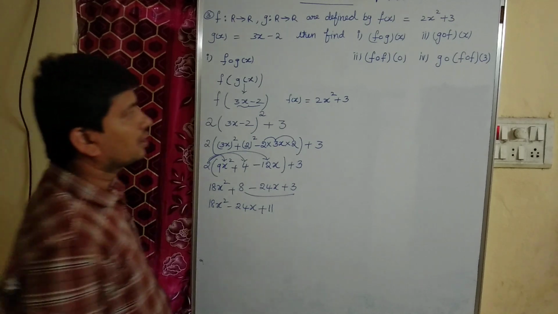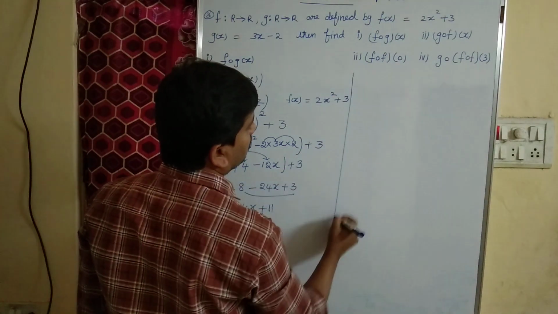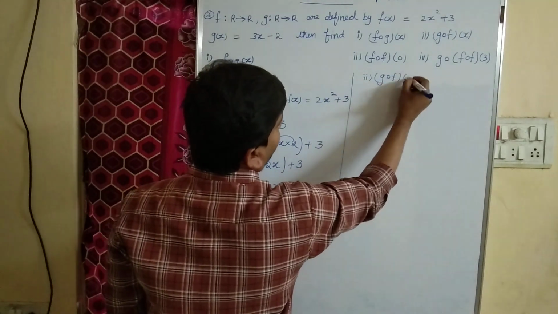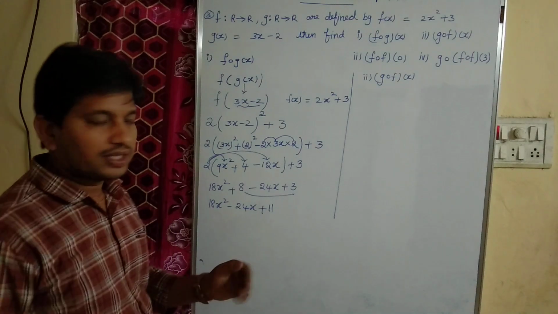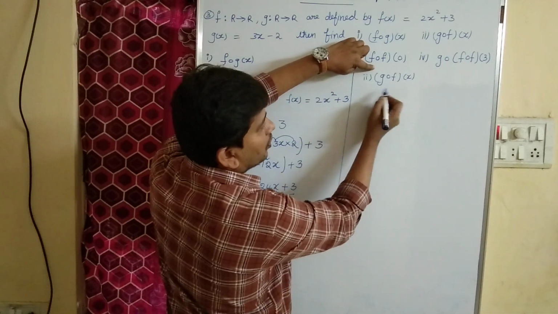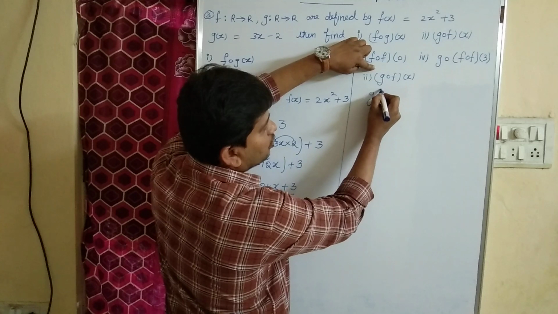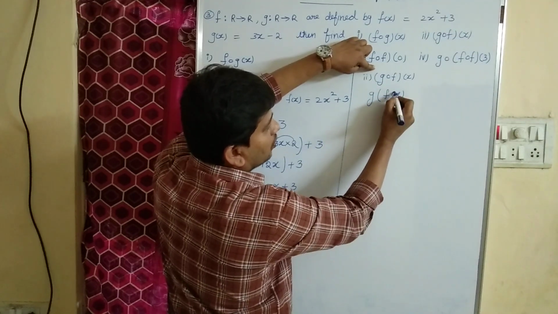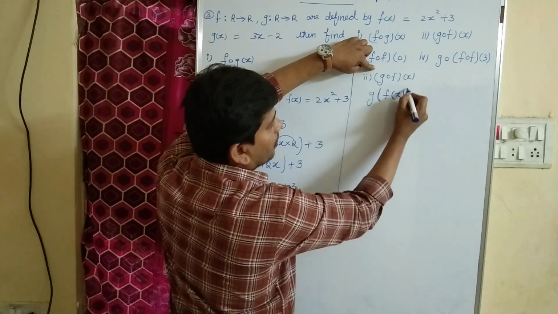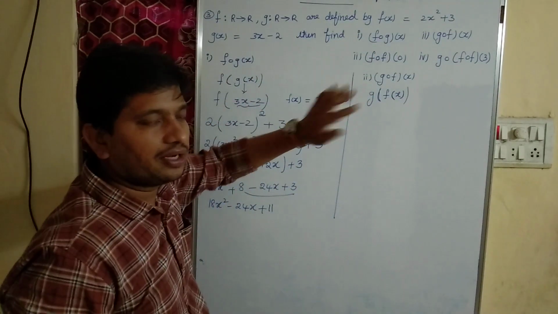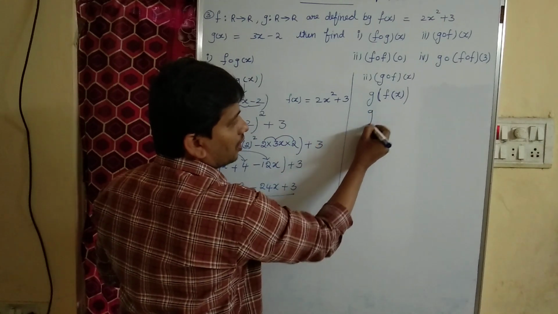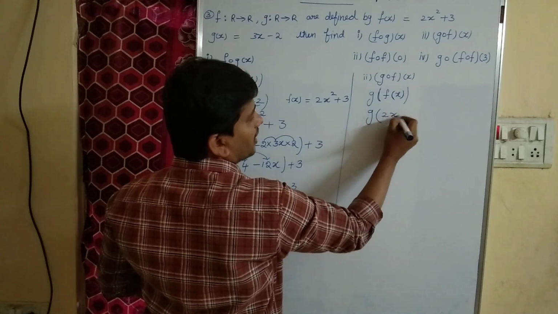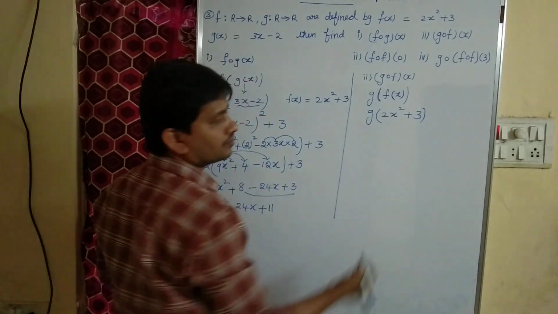Coming to the second one, they are asking to find g circle f of x, right? So first of all, how to open this bracket? Let us open g circle f of x: g of f of x. Open bracket, closed bracket. Right? Now g of what is f of x? Given f of x value is 2x square plus 3.